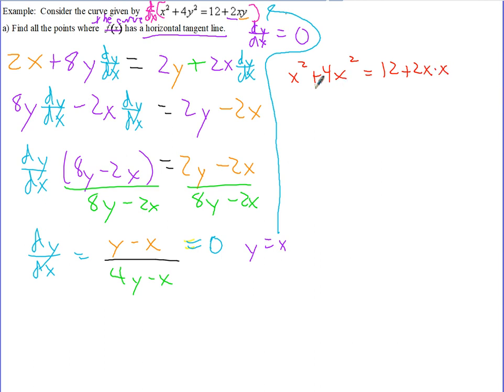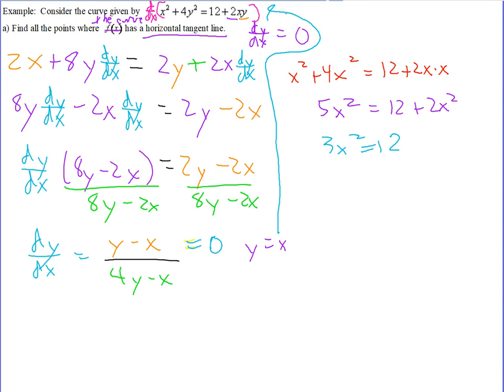So we get 4x squared plus x squared. Those are like terms, which gives 5x squared. 12 plus 2x times x is 2x squared. Then you can subtract the 2x squared over. You get 5x squared minus 2x squared, which is 3x squared equals 12.